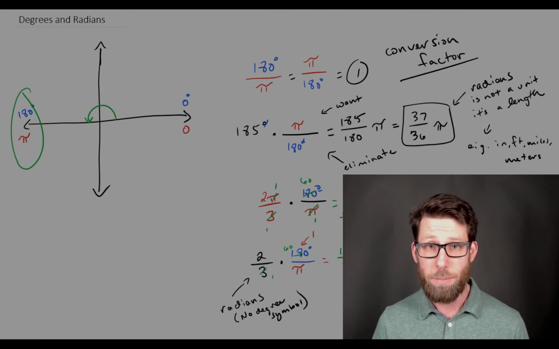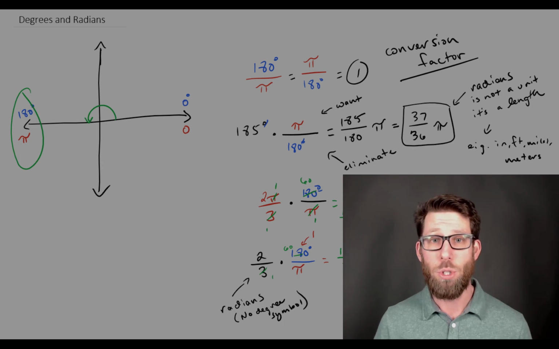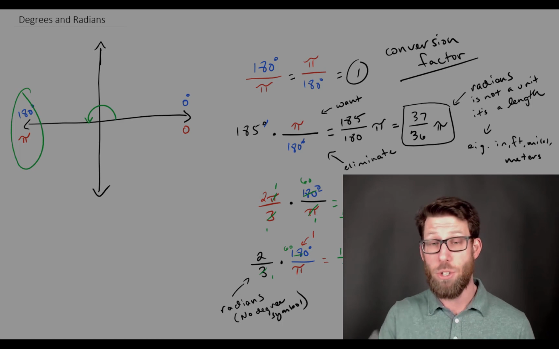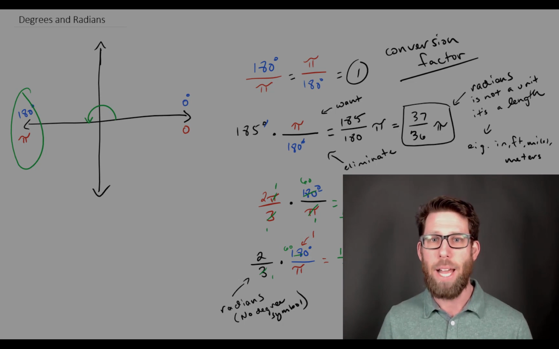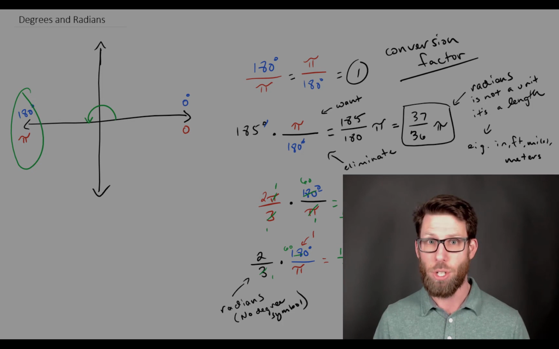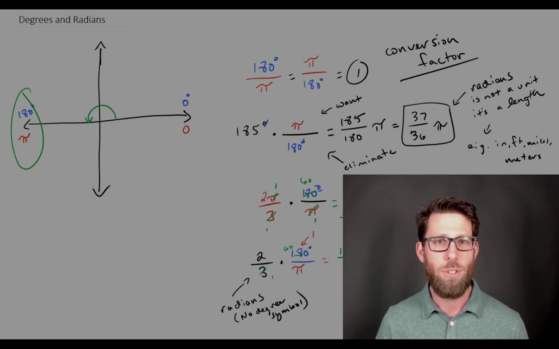Degrees are a unit. 360 degrees is 1 full revolution around a circle. Radians, however, are a length. The 2 pi is the circumference of a circle. So don't think of the pi as a unit. The only reason that we usually see a pi in radians is because the circumference of a circle with a radius of 1 is 2 pi. It's an important distinction, something to keep in mind as you move forward.